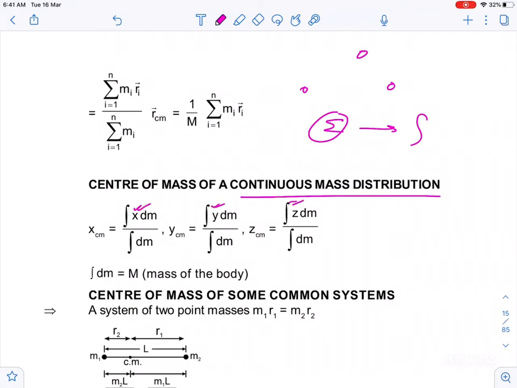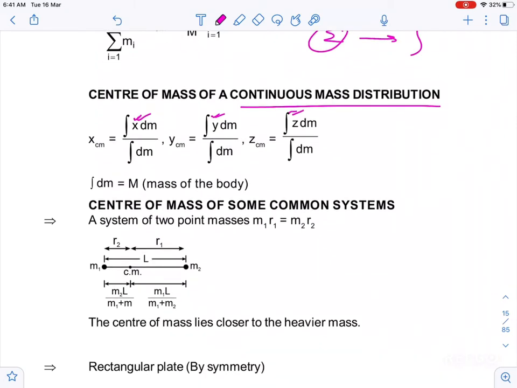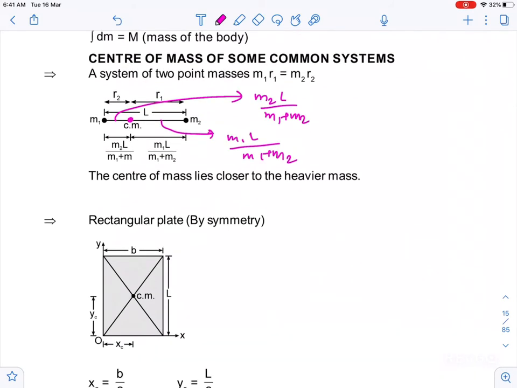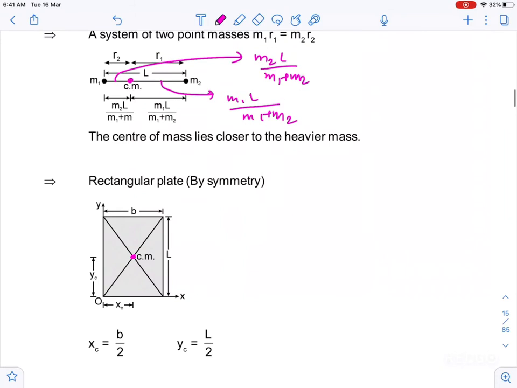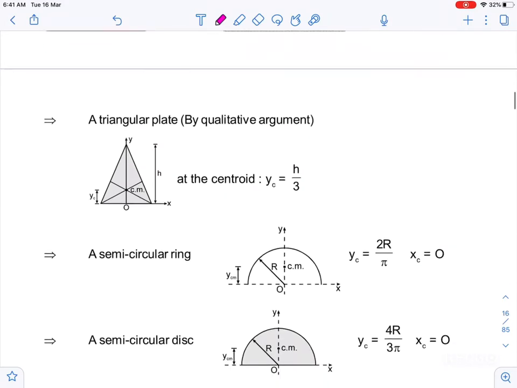You have to keep in mind what this x, y and z are. This is the x coordinate of the point which you are selecting. Center of mass divides masses in inverse ratio. So if you have to calculate this distance, it is m2 l divided by m1 plus m2, inverse ratio, and this one is m1 l divided by m1 plus m2. Now the center of mass of a symmetrical body is always at the center. So if this is a symmetrical structure, the center of mass is at b by 2 and l by 2.